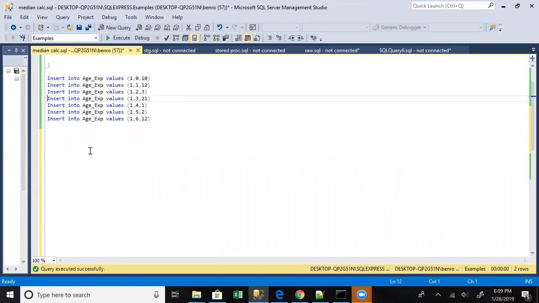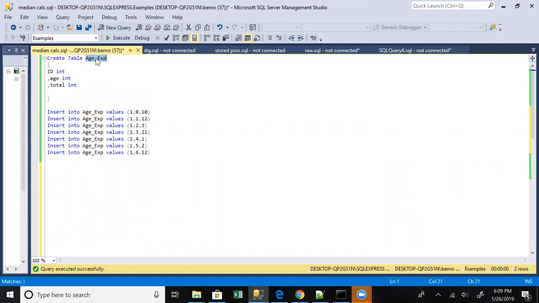So let's say we have this table. It basically stands for like an age experiment, whatever it might be. We've got this group of people with ages, and we have their age and the total amount of people in that age group. So we have 10 people that are 0, so under 1. We have 12 people that are 1 year old. We have 3 that are 2, 21 that are 3. So we have this already grouped together, aggregated set of data, right? And we want to find the median here.